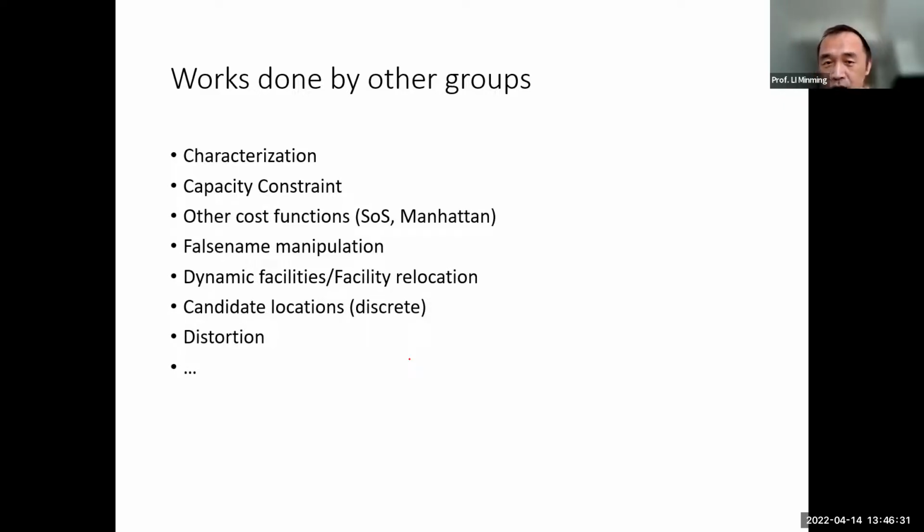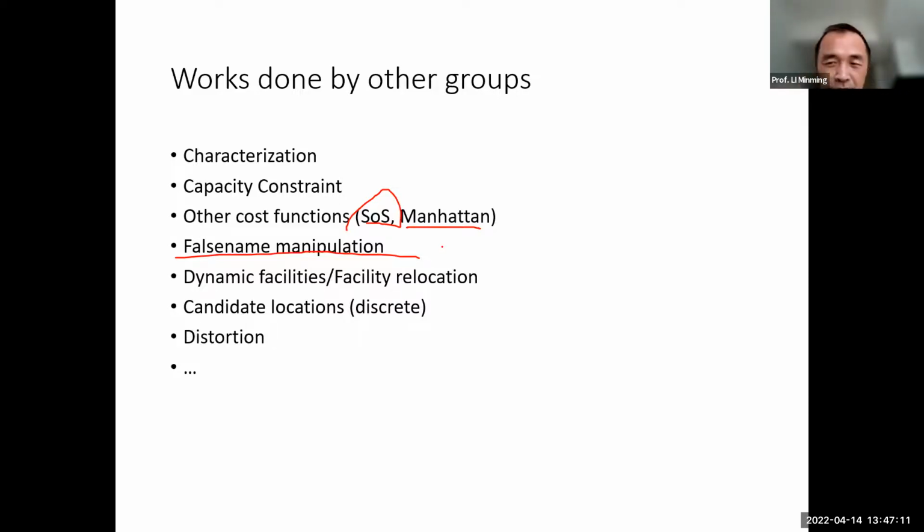And then there are also some other cost functions. As I mentioned, one of them is sum of squares, right? SOS, and another is Manhattan distance. And then false-name manipulation, as I mentioned, right? What does it mean? It means that, especially in e-voting, in electronic voting, people can create a lot of identities, right? Even if he's only a single person, he can create a lot of identities and vote for some people, right? In other words, in our setting of facility games, one agent can pretend to be many agents in different locations. So when this happens, as I said, the best you can do, very likely, is to choose a fixed location, all right?